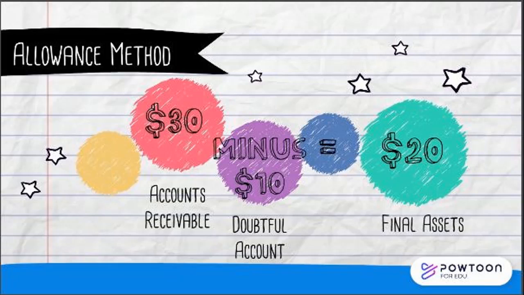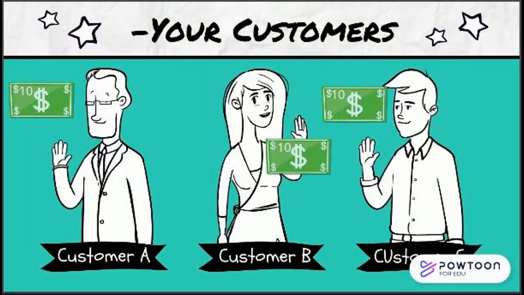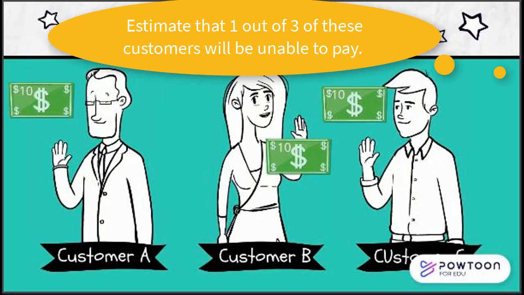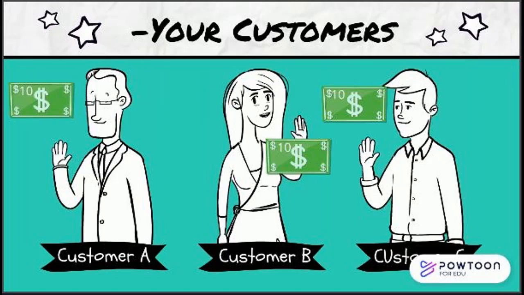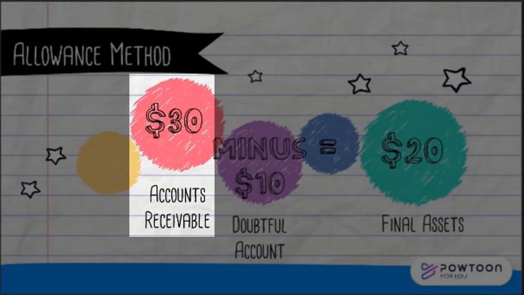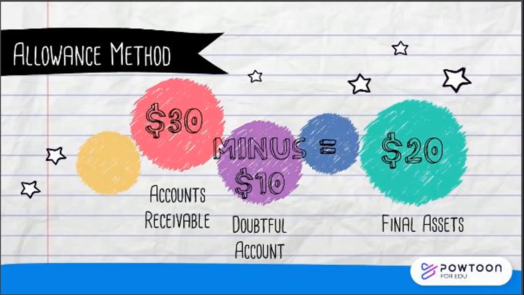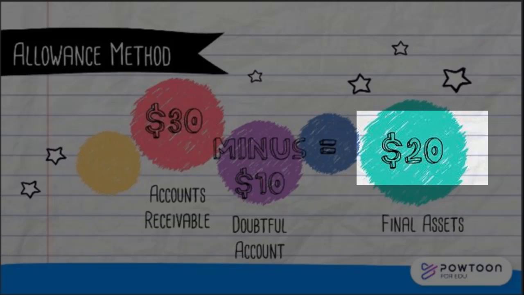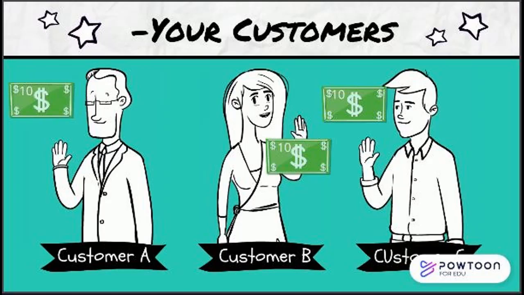The allowance method is a method that you should use under somewhat different circumstances. What if we hit an economic recession? And what if you say, you know something? During economic recessions, 1 out of every 3 customers tends not to pay. 1 out of 3 turns out to be a deadbeat. Well, if you have 3 customers, A, B, and C, each owing you $10, if the economy becomes worse, then you might say the $30 receivable balance should be reduced to $20 because I'm pretty sure one of my 3 customers isn't going to pay me.